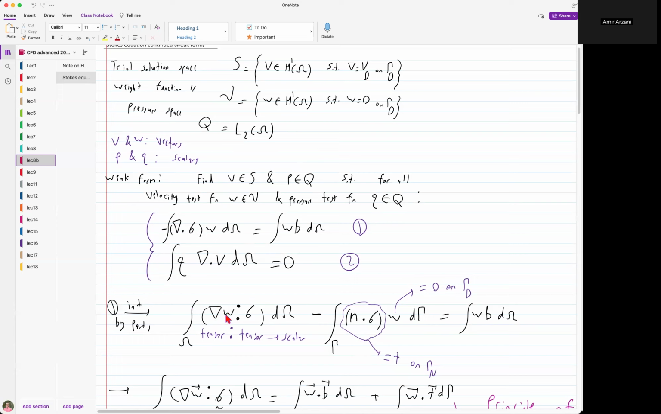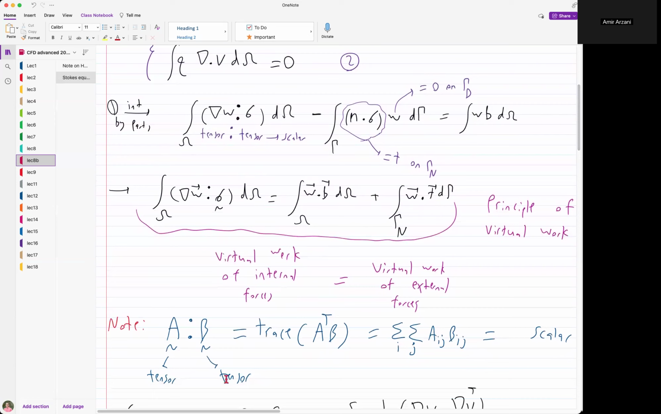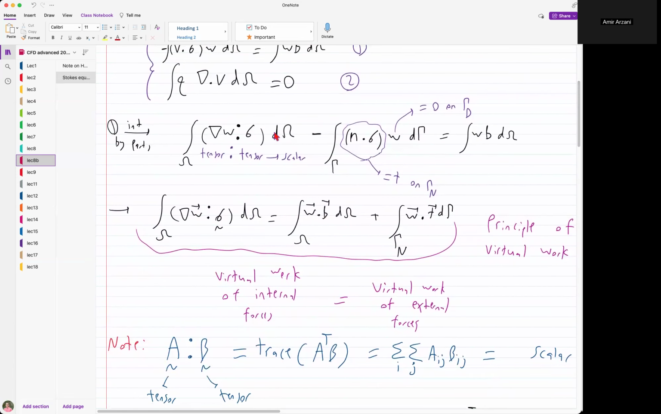Now, keep in mind, W is a vector. In this case, the weight functions are a vector, and the gradient of a vector is a second order tensor. And sigma, the stress, is also a second order tensor. So you have two second order tensors somehow multiplied by each other, and you want to get a scalar at the end. You want these integrals to give you scalars. So the appropriate product here is this tensor-tensor double dot product, which we talked about briefly before, that takes two tensors, multiplies them by each other, and gives you a scalar. So this is just a reminder of what this double dot product is between two tensors. Okay, now this is my integration by parts here.